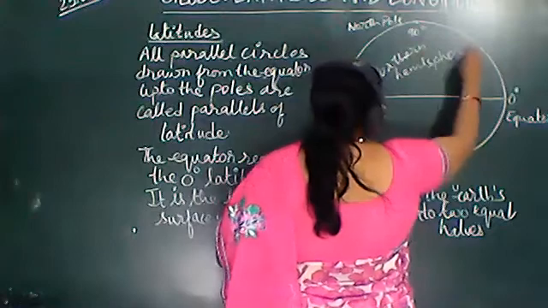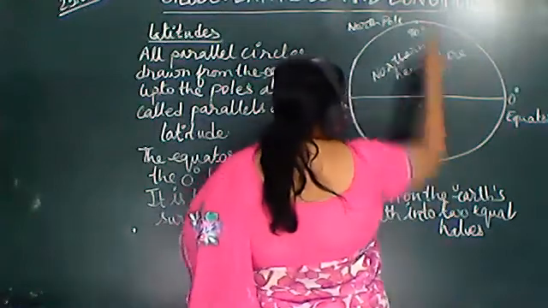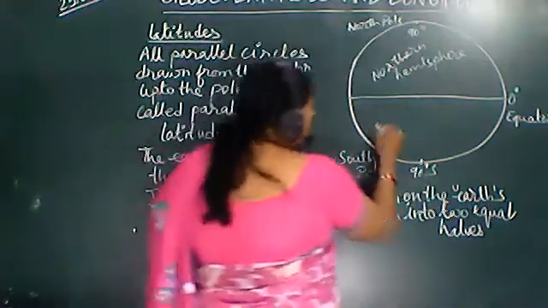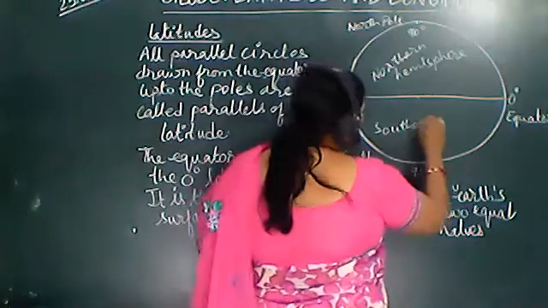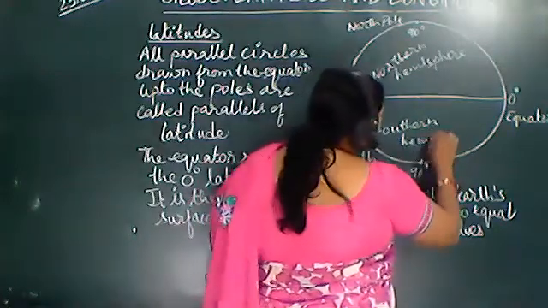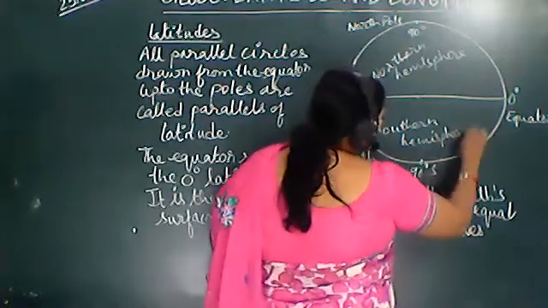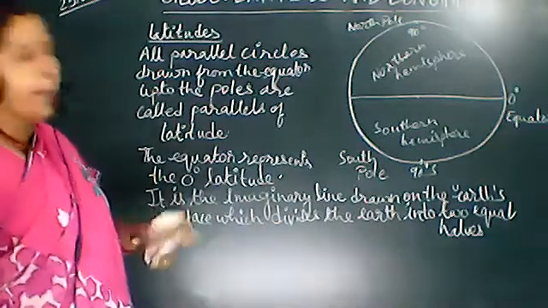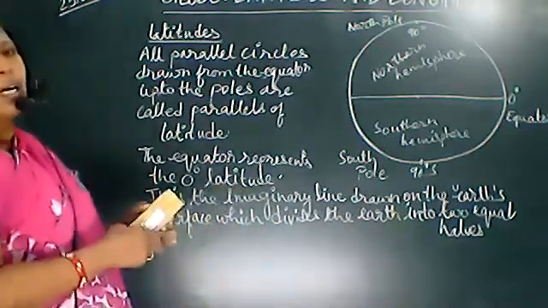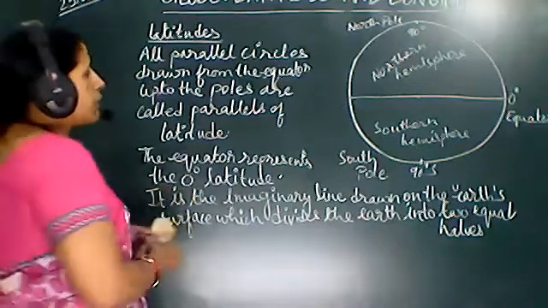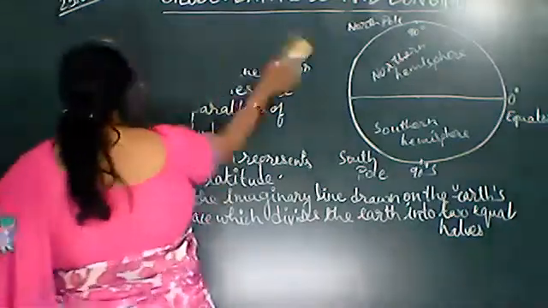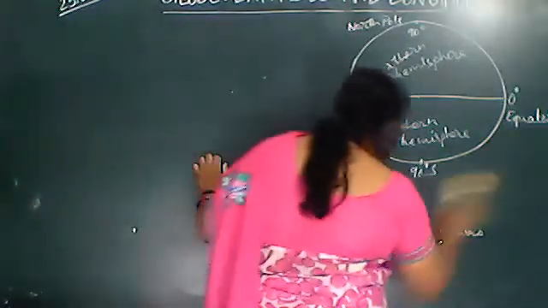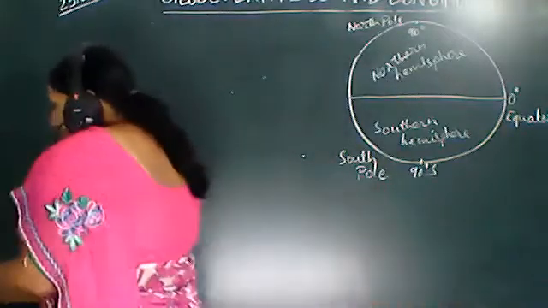From 0 degree to 90 degree north is the northern hemisphere, and from 0 degree to 90 degree south is known as the southern hemisphere. So this is your southern hemisphere. So we see that the equator is the imaginary line which is dividing the Earth into two equal halves, and it is known as the northern hemisphere and the southern hemisphere.